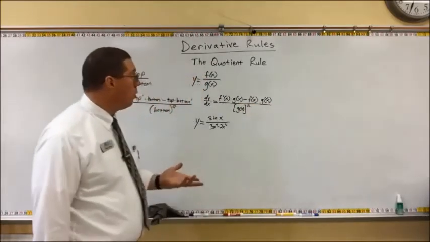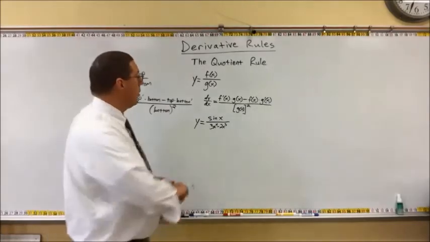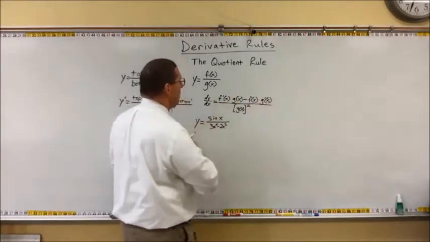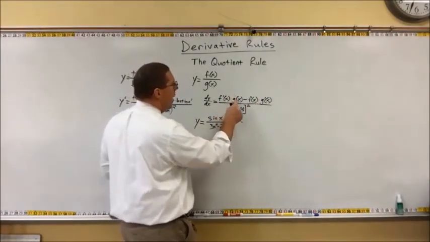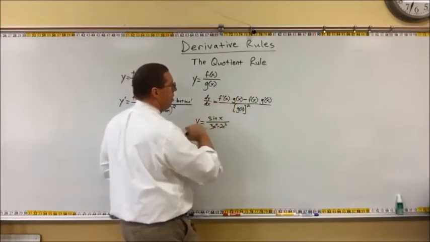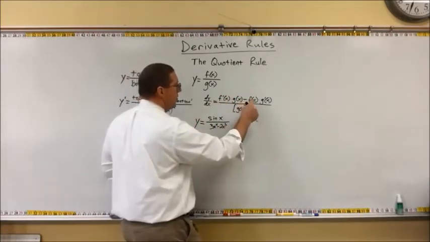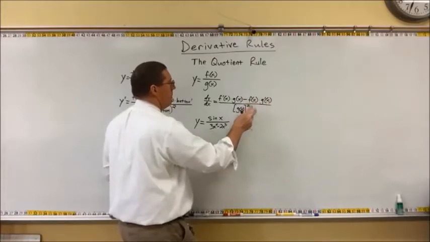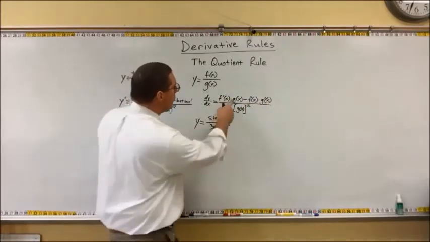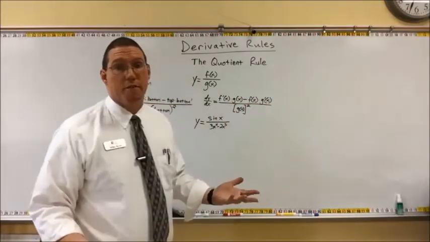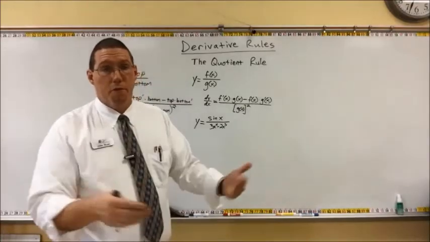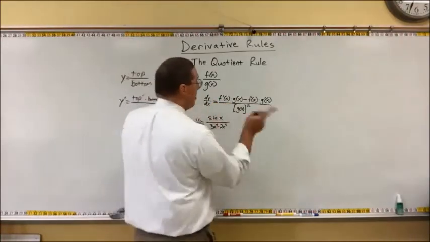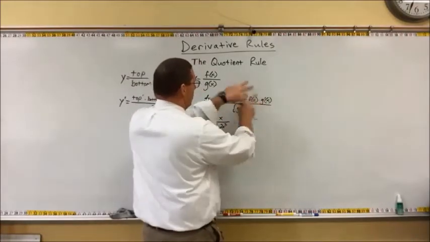Now, I want to warn you, sometimes in your calculus textbook, they might switch these around. They might say instead the bottom times the derivative of the top minus the derivative of the bottom times the top over the bottom squared. But look, multiplication is commutative, so it's okay for these to be switched around. It's not okay for these to be switched around.